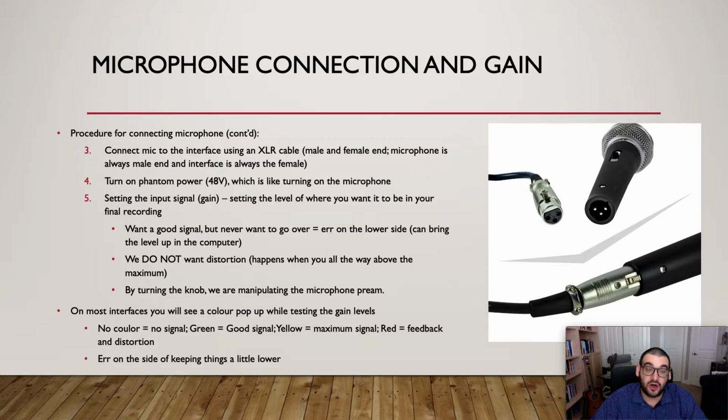Next, you're going to turn on the phantom power. This is like turning on your microphone. You're going to set the input signal, which is the gain, the volume. Okay, you're going to set it to a level as to where you want it to be in your final recording. Okay, it's really good to set it to about 3/4 of the way around. You want a good signal, but you don't ever want to go over. So it's always a good thing to err on the side of the lower signal, lower gain first. You can always bring it up in the computer later.